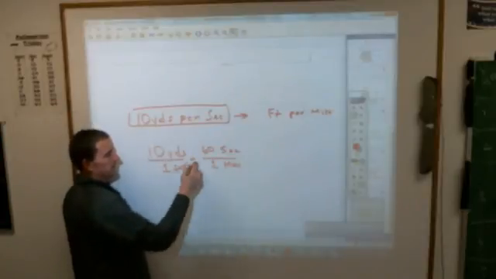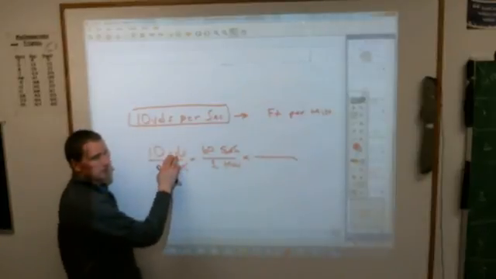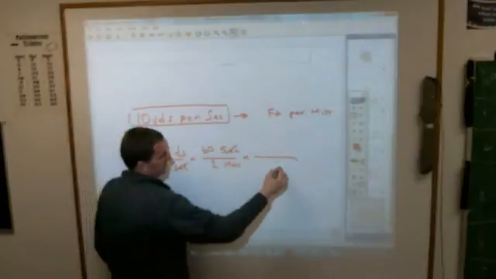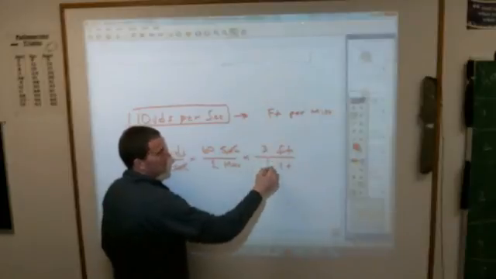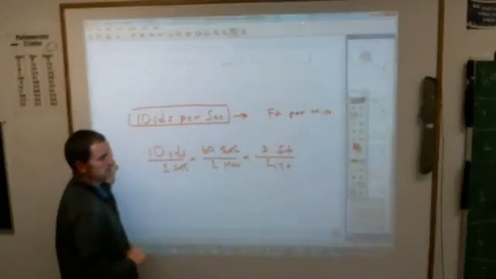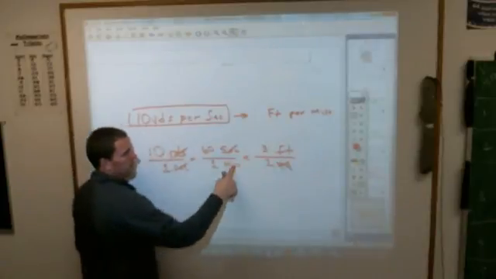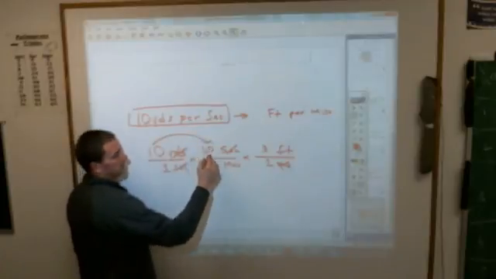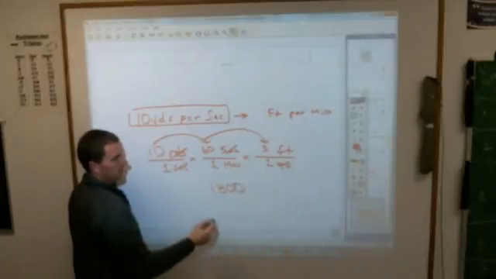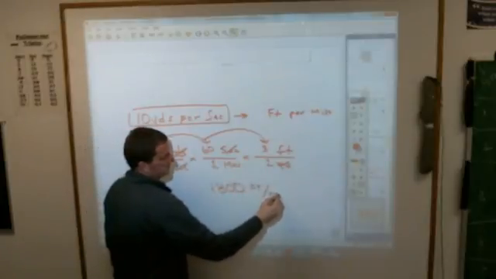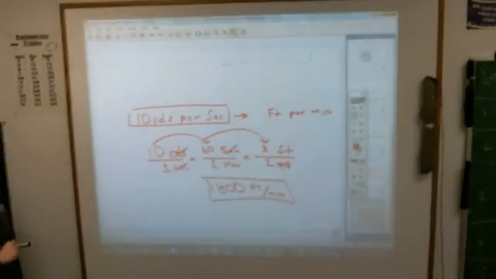So now I've changed my seconds into minutes. Now I need to change this yards into feet. It's on top here, so it's going to go where on the new one? Bottom. And what's going to go on top? Feet. There are 3 feet in 1 yard. Yards have now crossed off. I'm left with the label I want, feet per minute. I just need to do the math. 10 times 60, 600. 600 times 3, 1,800 feet per minute. Multiple unit multipliers.